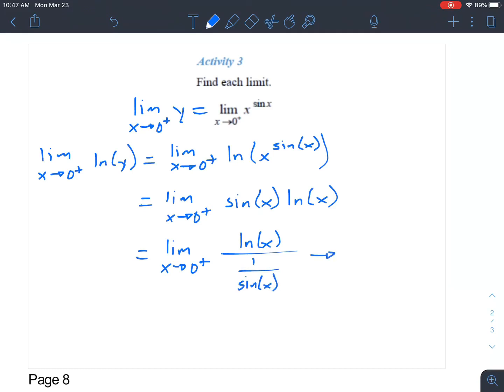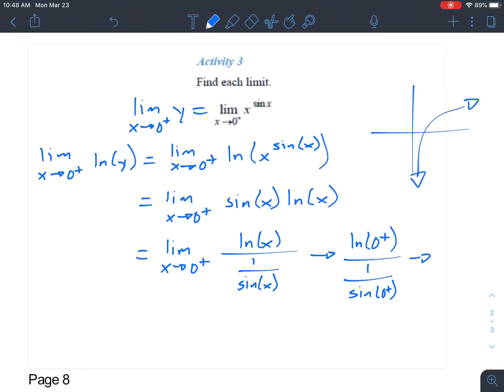Now let's just double check, see what we get when we try to evaluate this. What's going to happen up on the top, as a reminder, the graph of natural log looks like this. So 0 from the right hand side is going to be negative infinity. And then down on the bottom, sine of 0 is just 0. We're on the right hand side, so that's going to be 1 over 0 from the right, which is going to become positive infinity. We do have an indeterminate form here. So now we know that we are allowed to do L'Hopital's.